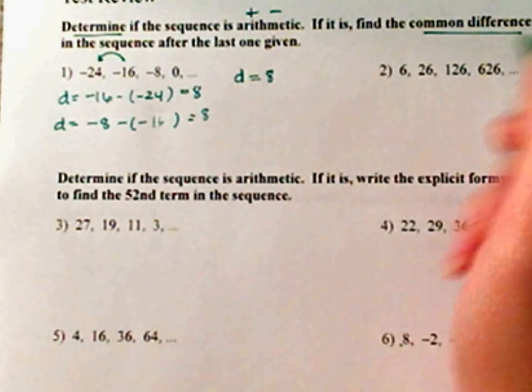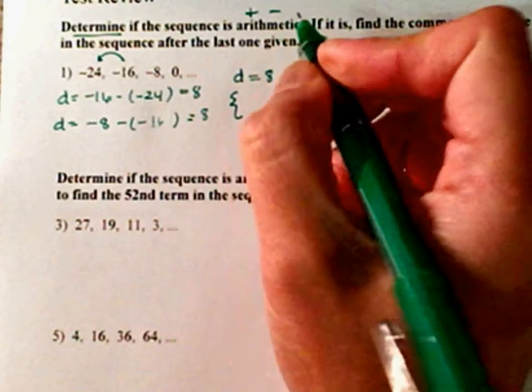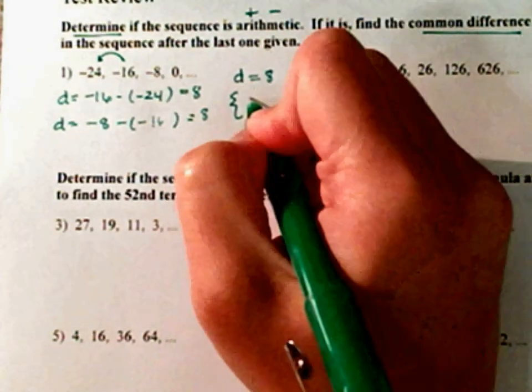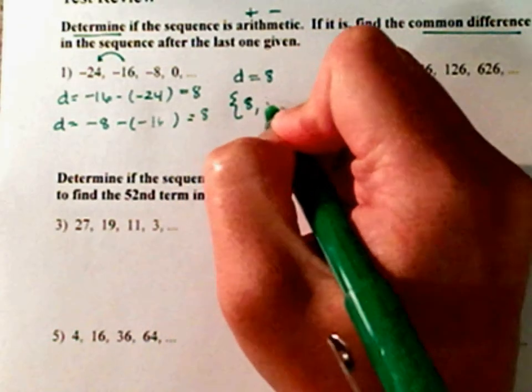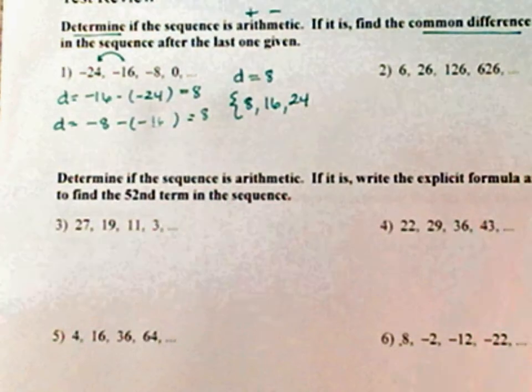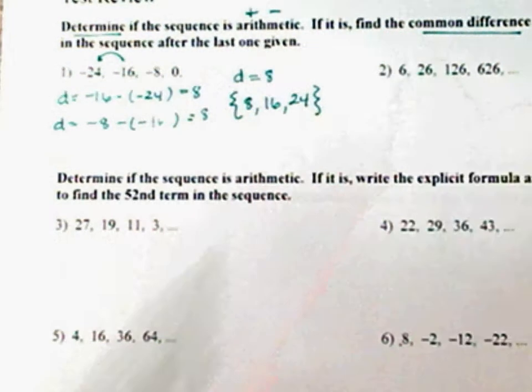Find the next 3 terms. Well, you're starting off with 0. Notice your difference is 8. So you're going to go 0 plus 8 is 8, 8 plus 8 is 16, 16 plus 8 is 24. And there's your next 3 terms.